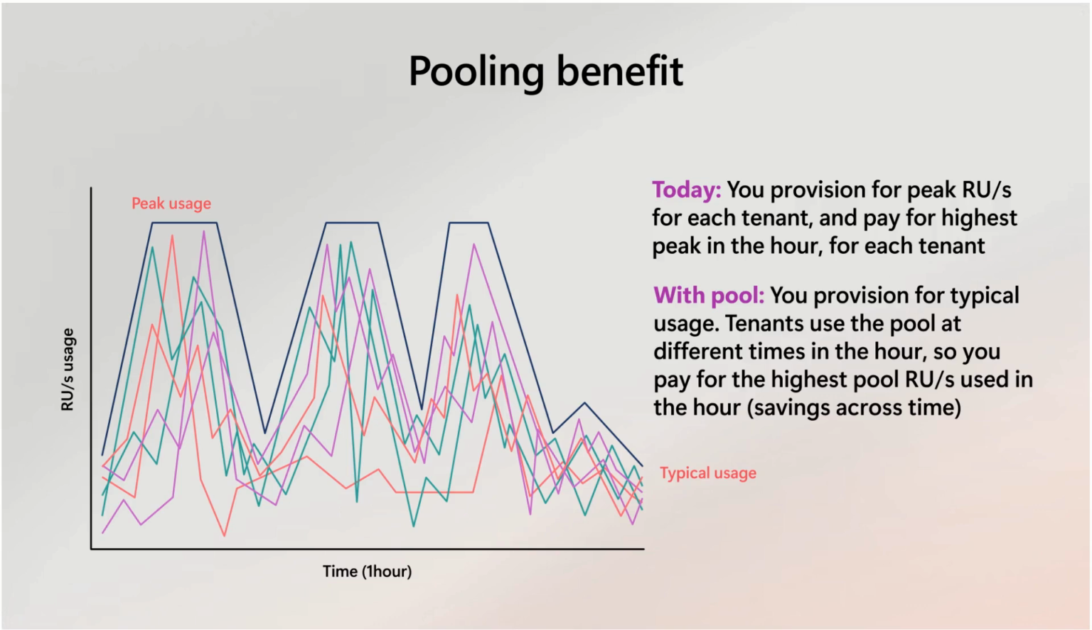Throughput pooling is especially powerful in multi-tenant environments where tenant workloads spike at different times. Instead of provisioning for each tenant's peak usage, you provision for typical usage and let the pool absorb bursts. For example, if a tenant usually consumes 1,000 RUs but occasionally spikes to 1,800, the extra demand is covered by the pool, reducing over-provisioning and lowering costs. This approach achieves both strong isolation and cost efficiency, and is now available in preview.